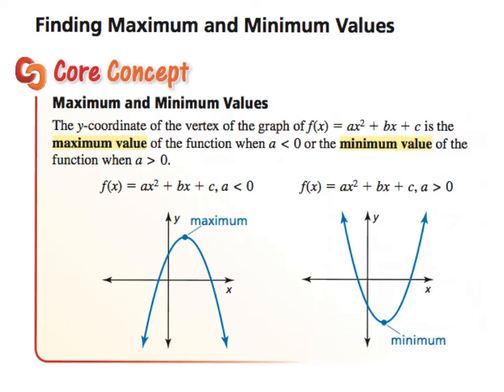Now this core concept is super easy. I'm going to ignore all of this up here. Here's what it says. If a is less than 0, that means it's the maximum. It's the highest point on the graph since the graph opens downward. If the coefficient of the x squared term, a, is positive, it opens up, which means the vertex is my minimum. So if it's the highest point, the vertex is my maximum. If it's the lowest point, the vertex is my minimum. Otherwise usually called max and min points.